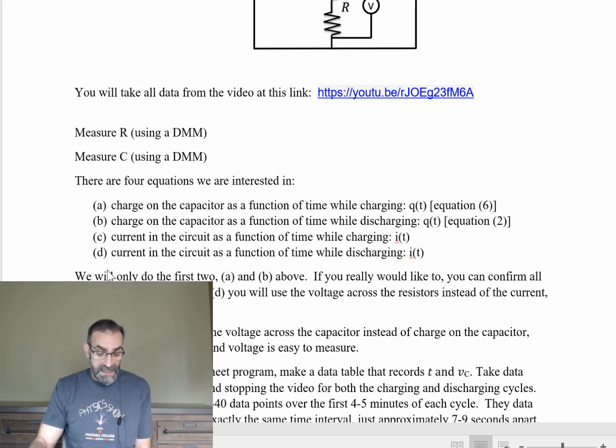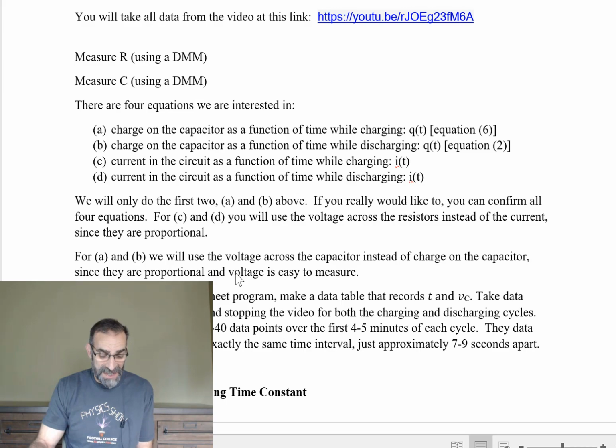If you really want to do C and D, you can convince yourself that the current does obey these same equations also. But I think once you've done one of these, once you've done charge, I think you can take a leap of faith and know that the current will also obey those same equations.